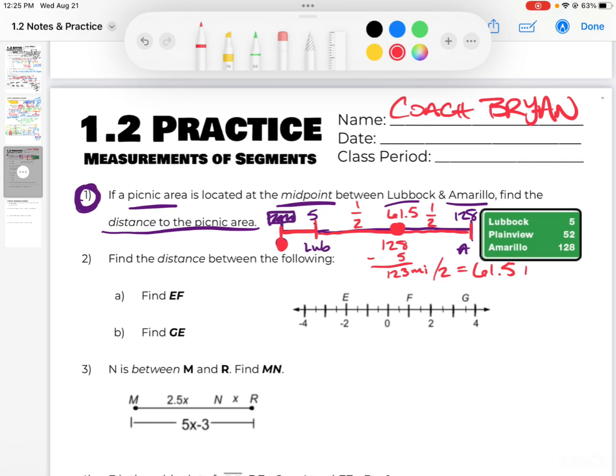So this one's a little tricky because after you find the midpoint, you have to add that 5 miles between you and Lubbock into your answer, and you should get 66.5 miles.